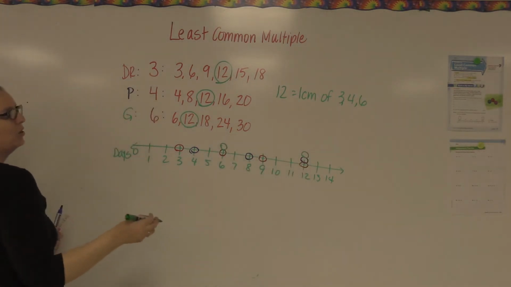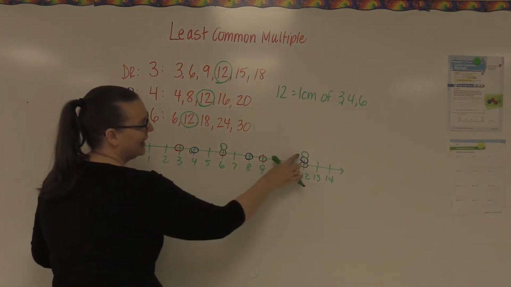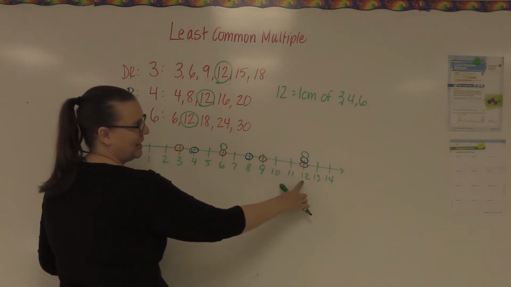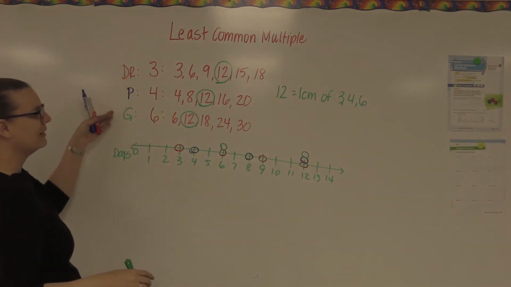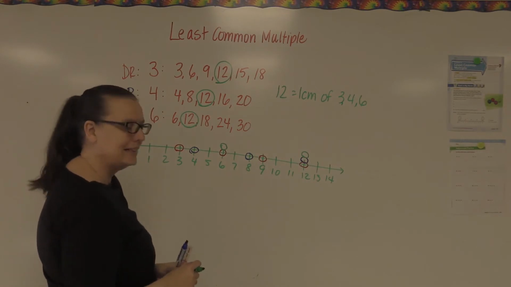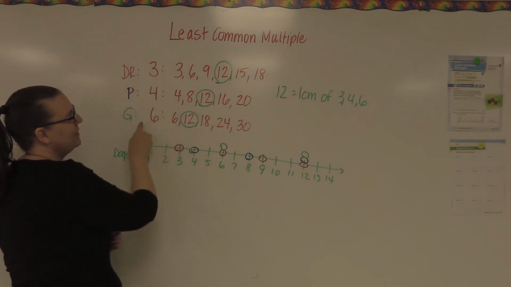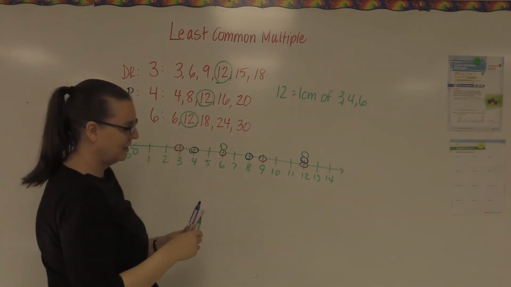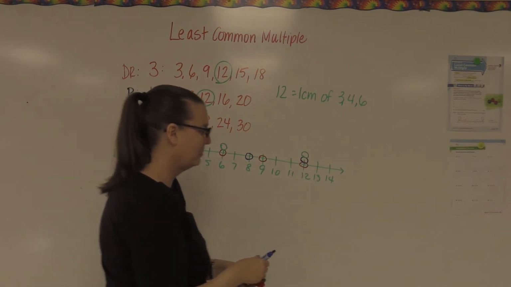What we were looking for with this is what day does he do all 3 activities? And you can see on the 12th day, that's when he does all 3 activities. And we just figured that out by writing a list of multiples. So that's one of the ways that you can help find least common multiple, the smallest number that all 3 of these numbers share. Let's go on to another way to help you find least common multiple.